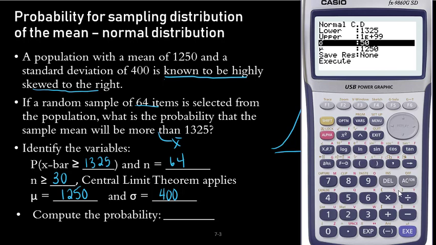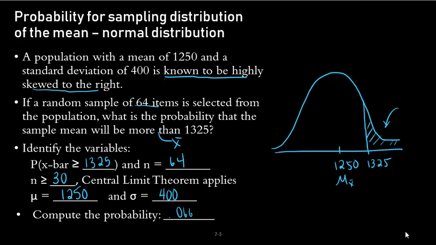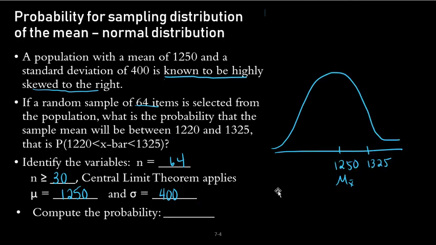The standard deviation of the sampling distribution will not be changed from the last problem. It will still be 400 divided by the square root of 64, and the population mean is the same. Execute, and we see that the probability is 0.0668. Now let's take a look at a problem where we're trying to find the probability between two sample means.